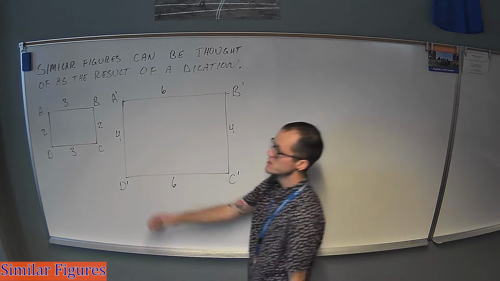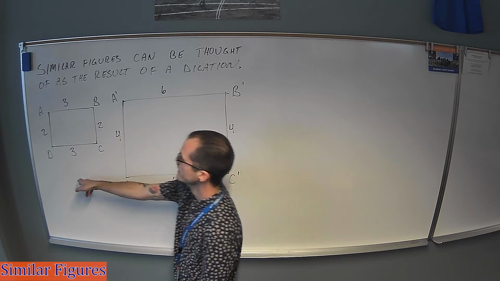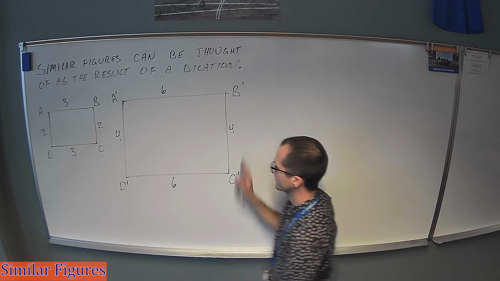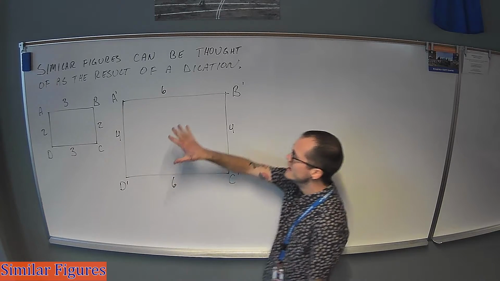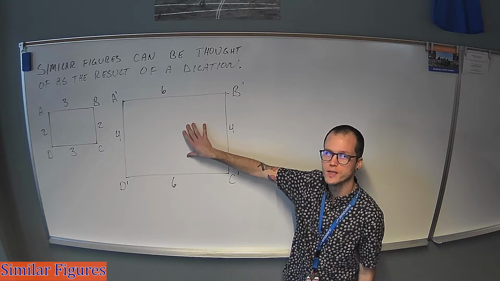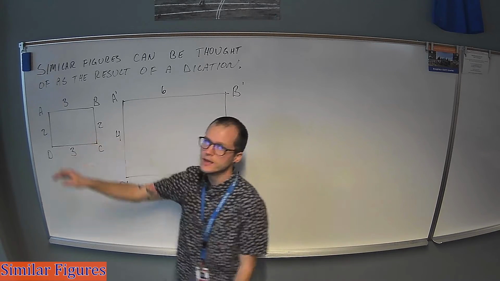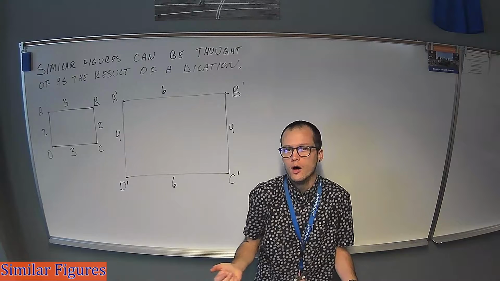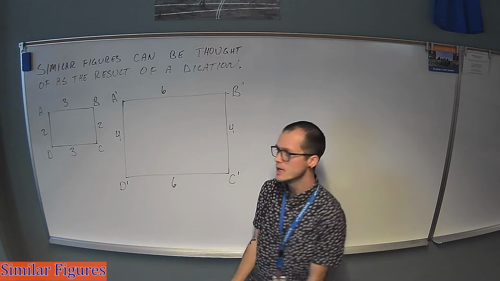So I have two things here. I have this rectangle A, B, C, D, and then this bigger rectangle A prime, B prime, C prime, D prime. And the A prime, B prime, C prime, D prime is just a result of a translation from the original A, B, C, D by a scale factor of 2. All that means is it doubled in size, and we can see that pretty clearly.